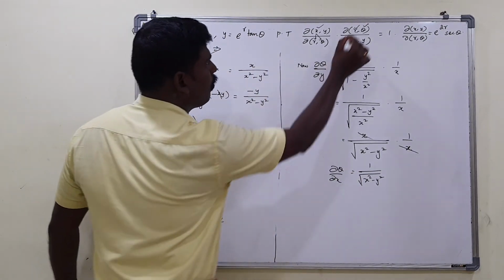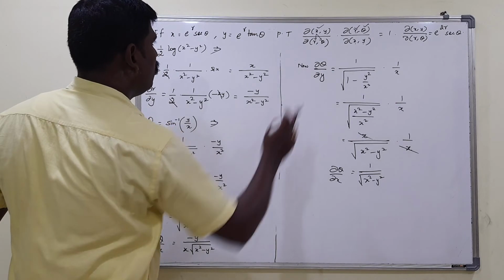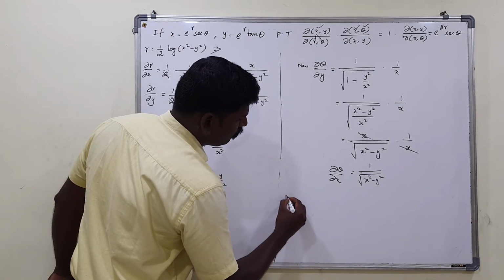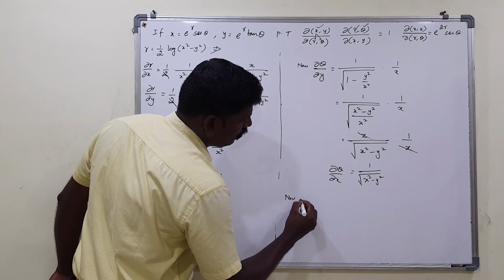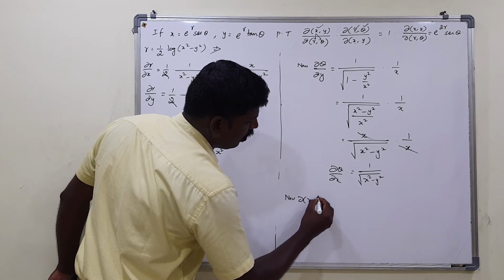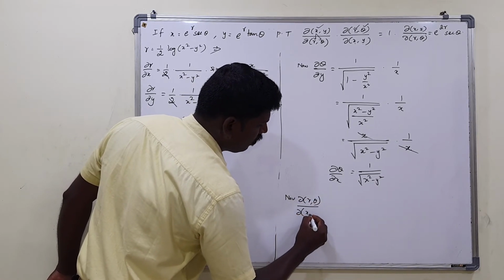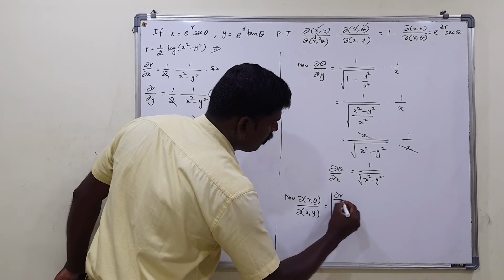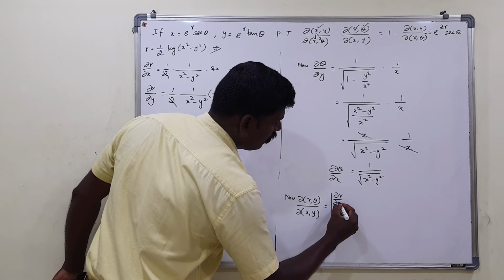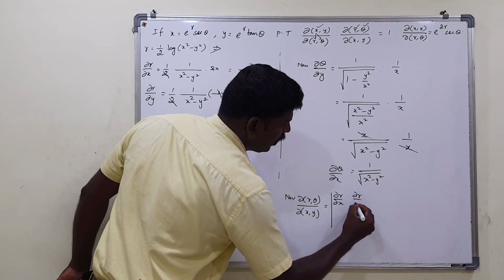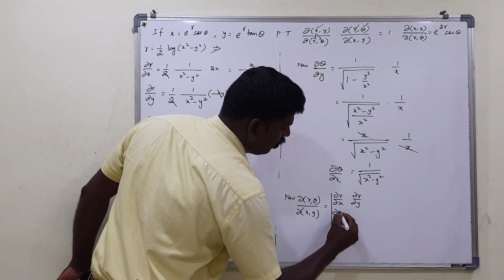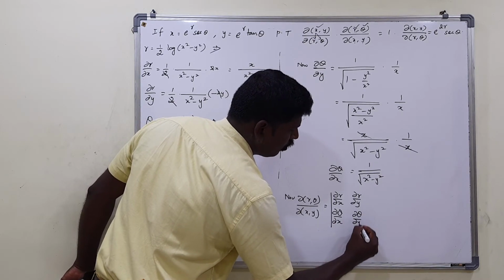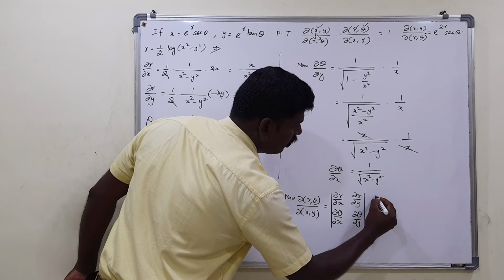Right? Now I am going to find out dou of r comma theta with respect to dou of x comma y. Now dou of r comma theta with respect to dou of x comma y is equal to, what is this determinant value? Dou r by dou x, dou r by dou y, dou theta by dou x, dou theta by dou y, isn't it?